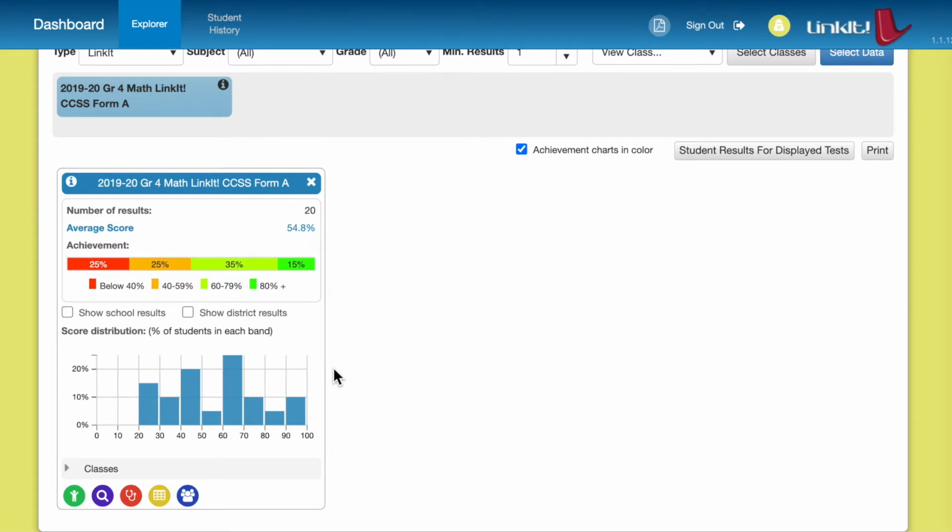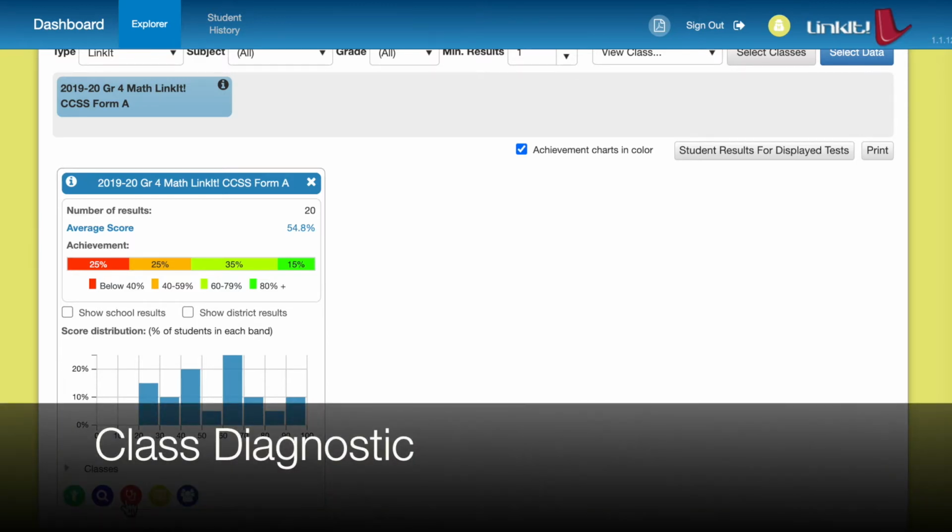I can then see the distribution of scores. And then down here, I have 5 different types of reports, and we're going to focus on 3 of those. We're going to start with the class diagnostic.